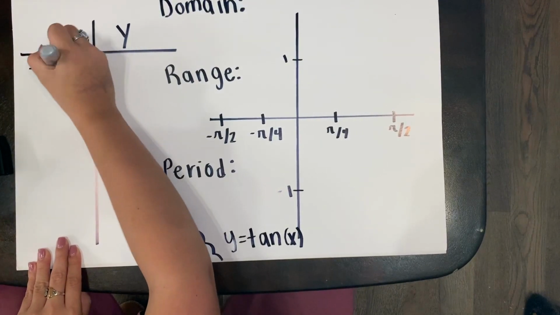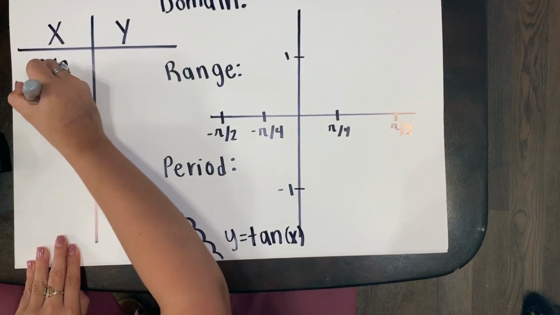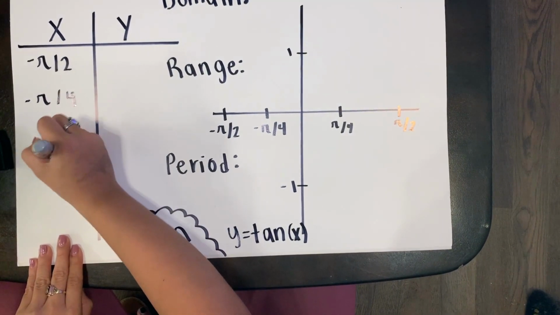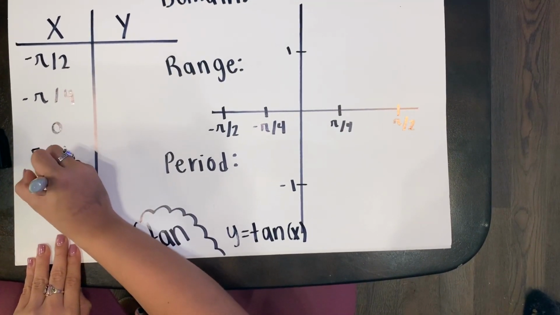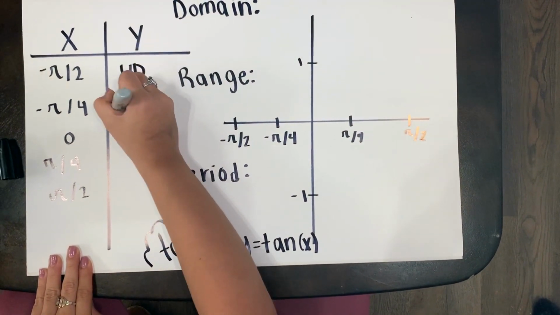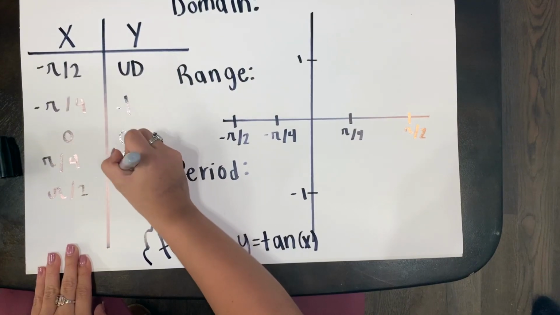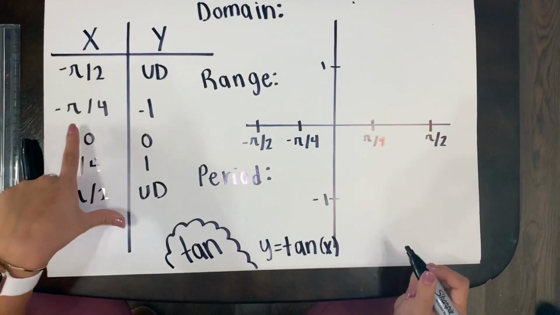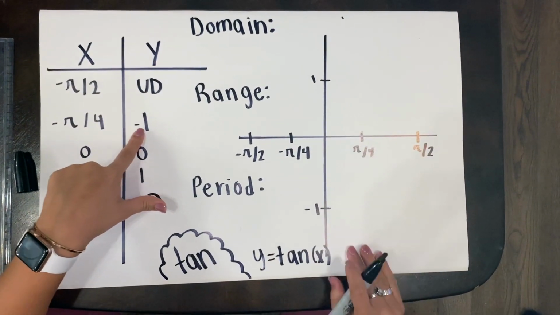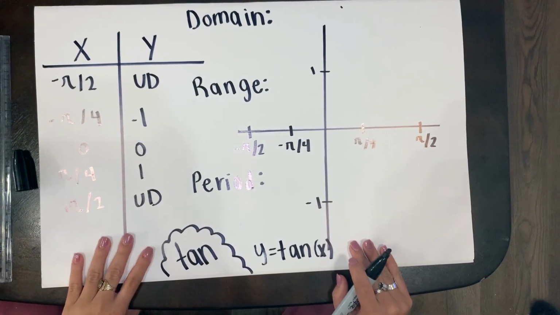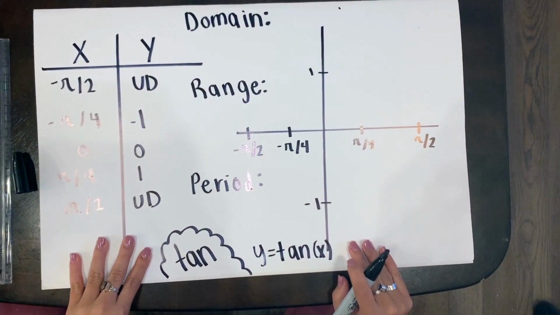The x values of tan are negative pi over 2, negative pi over 4, 0, pi over 4, and pi over 2. The y values are undefined, -1, 0, 1, undefined. We choose these x and y values for the purpose of ensuring the correct shape of the tan graph. Because of the x and y values of negative pi over 4, -1, 0, 0, and pi over 4, 1, the tan graph will get its distinctive arm shape.